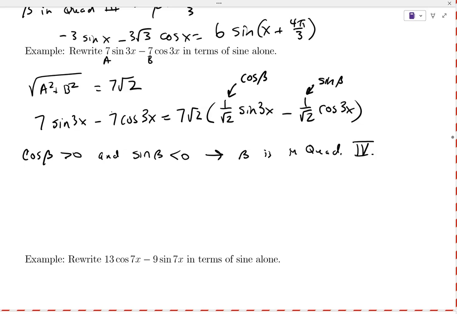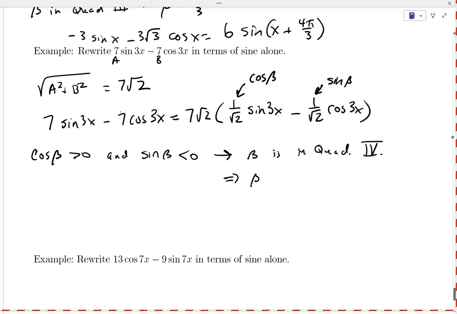Yep, absolutely. You can also use 7 pi over 4. Either one works. If they're coterminal, that's perfectly fine. So if you'd rather write negative pi over 4, that's fine. And then for the final answer, we're just about done.